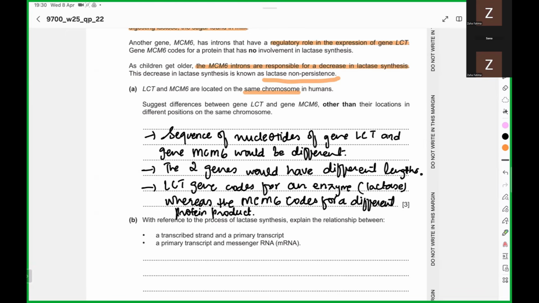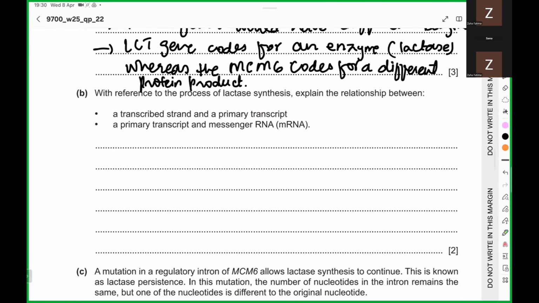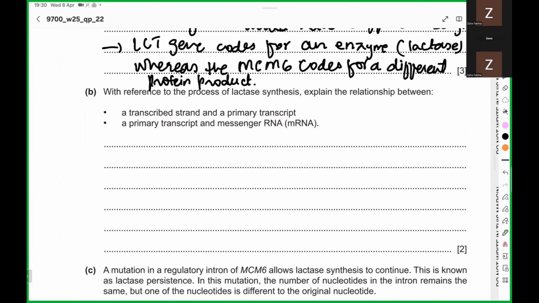With reference to the process of lactase synthesis, explain the relationship between a transcribed strand and a primary transcript, and a primary transcript and a messenger RNA. So we have to tell how a transcribed strand and a primary transcript are related, and then explain how a primary transcript and mRNA are related. We have two strands of the DNA. In transcription, only one of the two strands is used, which is known as the transcribed strand.